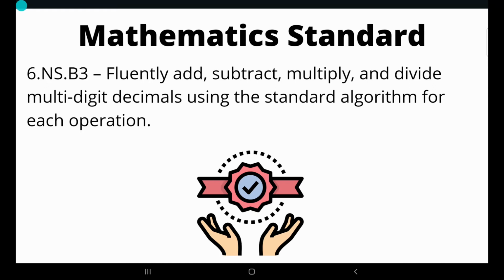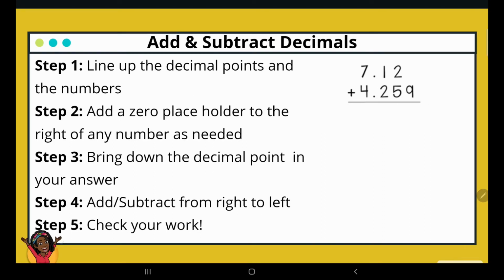Everyone, welcome back. Today we're going to be looking at 6.NS.B.3, fluently add, subtract, multiply, and divide multi-digit decimals using the standard algorithm for each operation. So for today's lesson, we're going to focus on just adding and subtracting decimals. So our steps are: line up the decimal points and the numbers, add a zero placeholder to the right of any number as needed, bring down the decimal point in your answer, add or subtract from right to left, and then check your answer. So here are our first examples already lined up for us.